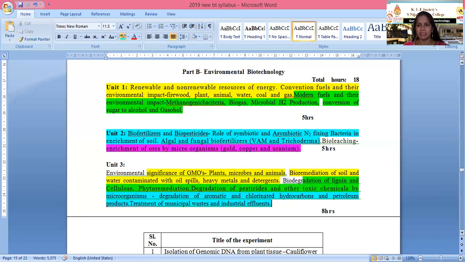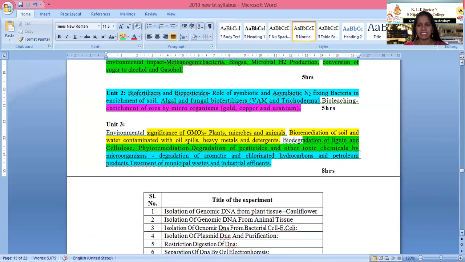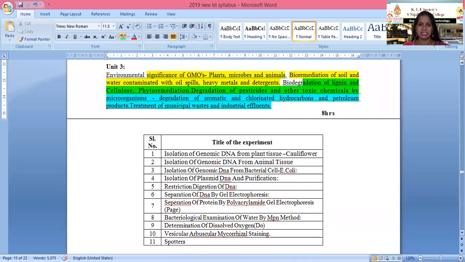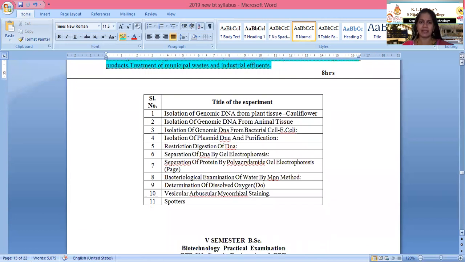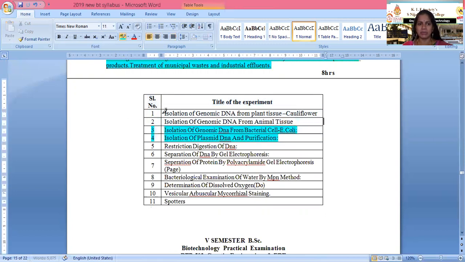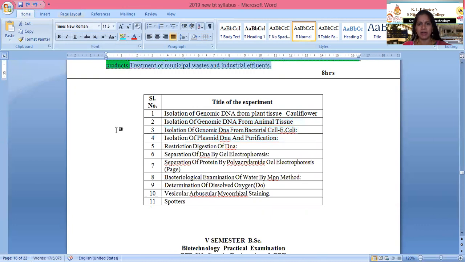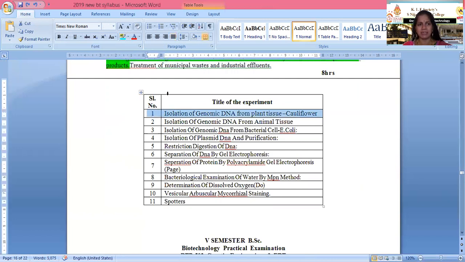Now let us go through what experiments you are going to study under this paper 5. I'm going step by step. Please have a look, and if you want, you can take a screenshot or make a note. So here, serial number 1, the first one: isolation of genomic DNA from plant tissue. This is the plant source we are using here, the cauliflower.